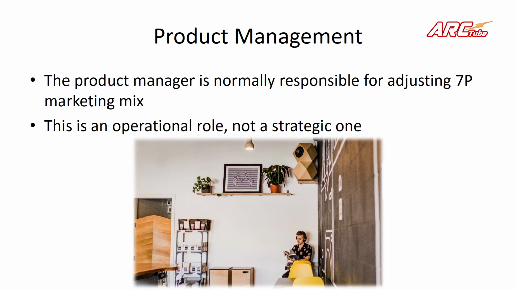What do I mean by 7 P's? Product, price, place, promotion, people, process, physical evidence. He's the experienced expert who knows how to have the correct mix, how to alter the price, how to alter the product benefits. Likewise, this is an operational role, not a strategic one. So if you're a product manager, that's an operational role and it is not a strategic one.